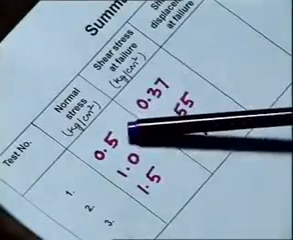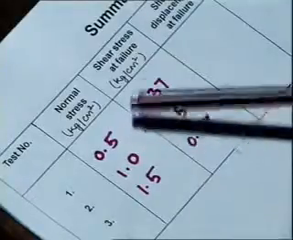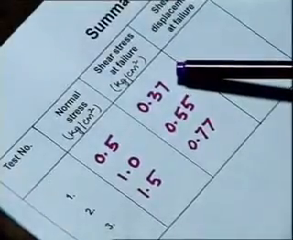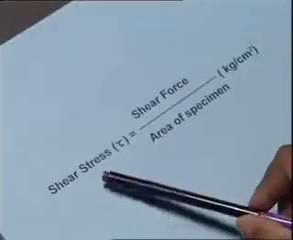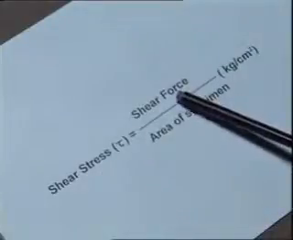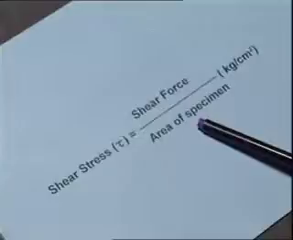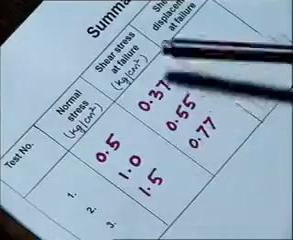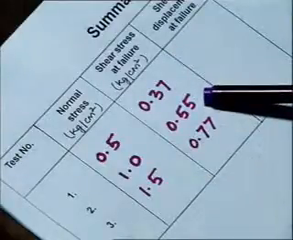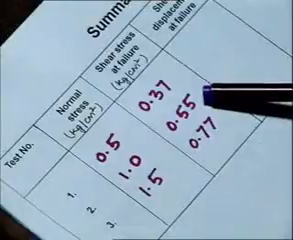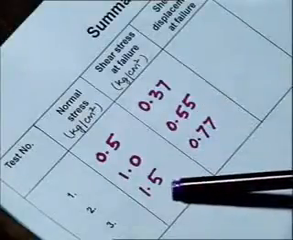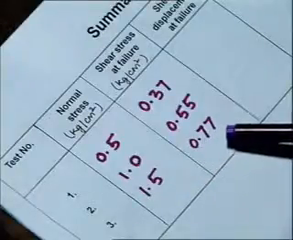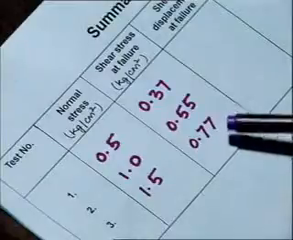For a normal stress of 0.5 kg per centimeter square, the shear stress at failure is 0.37 kg per centimeter square. Shear stress is equal to shear force divided by area of specimen. At a normal stress of 1 kg per centimeter square, the shear stress at failure is 0.55 kg per centimeter square, and for normal stress of 1.5 kg per centimeter square, the shear stress at failure is 0.77 kg per centimeter square for the present soil.